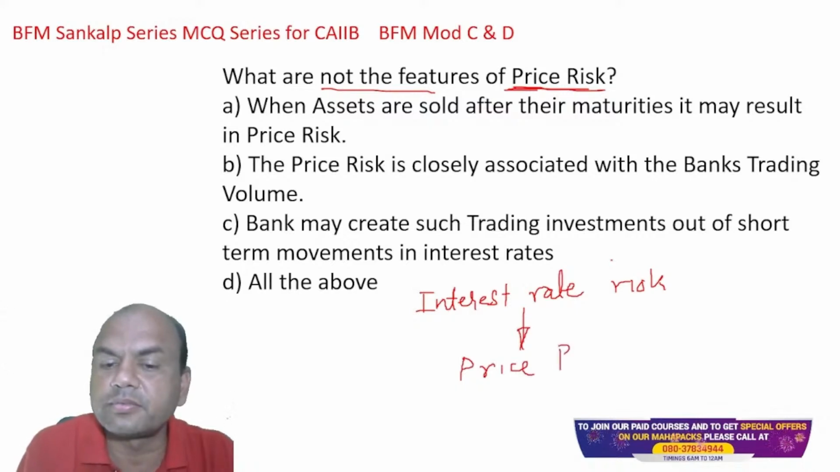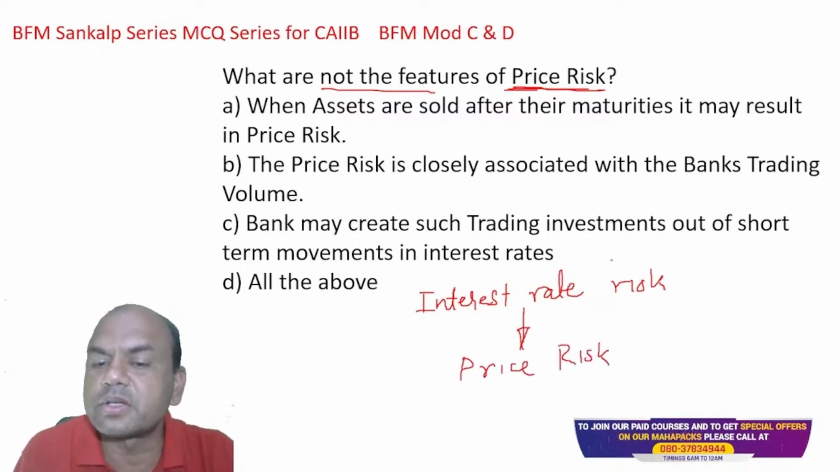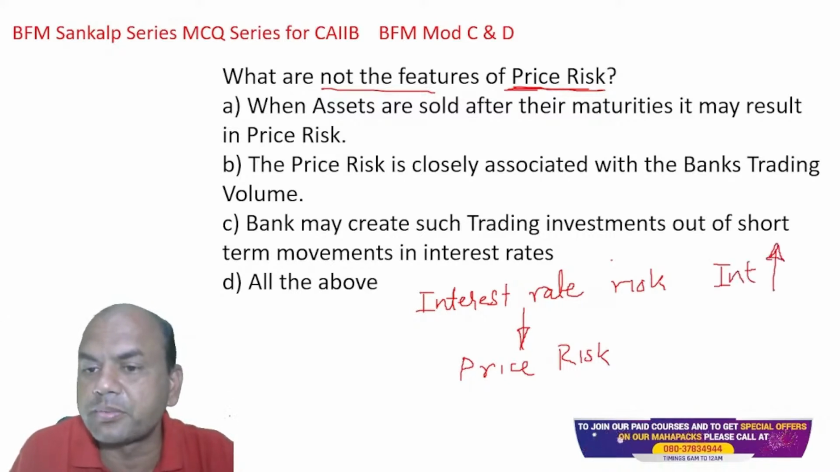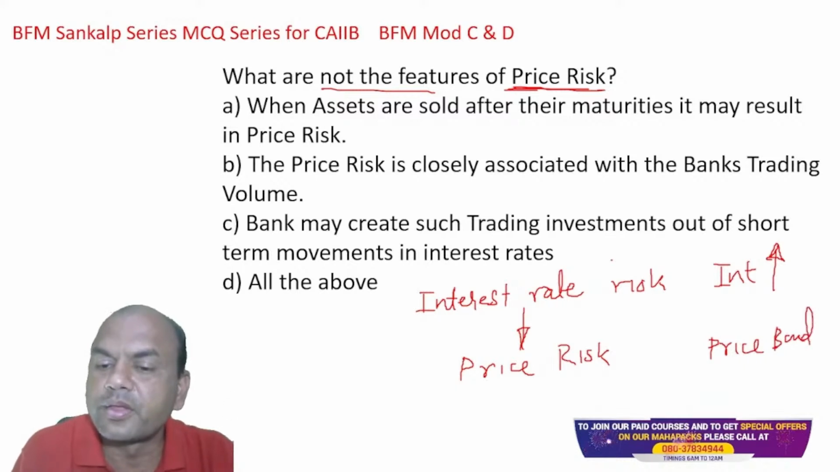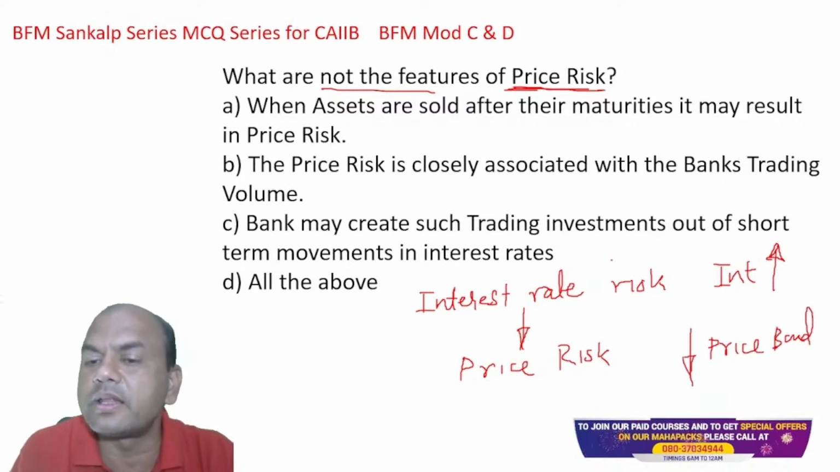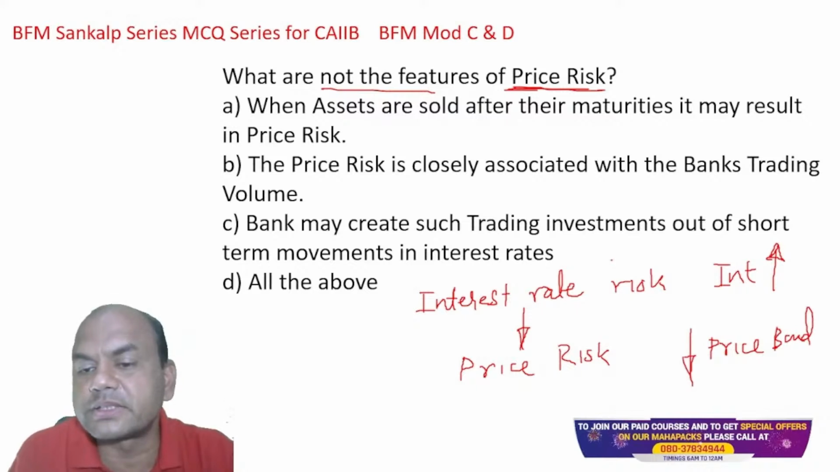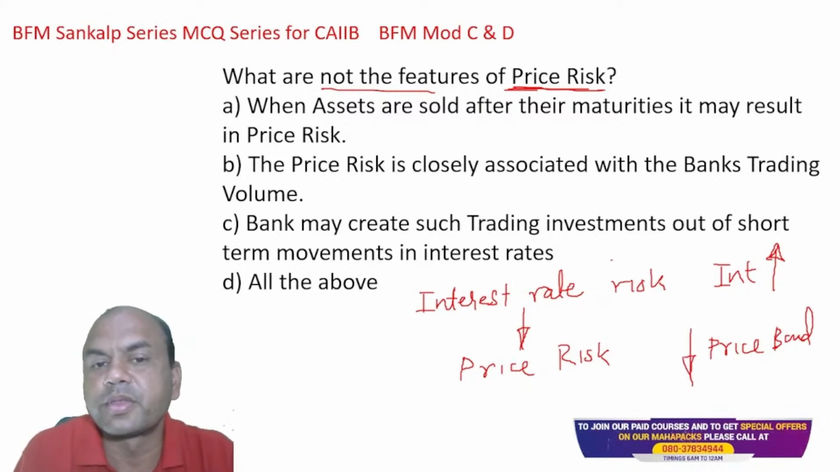The logic here is, if the interest rate goes up, let's say the repo rate goes up, the price of the bond will go down. The price of the bond always goes down. So that's why they go hand in hand. Interest up, price down. Interest down, price up. So which of the following is not a feature of price risk?